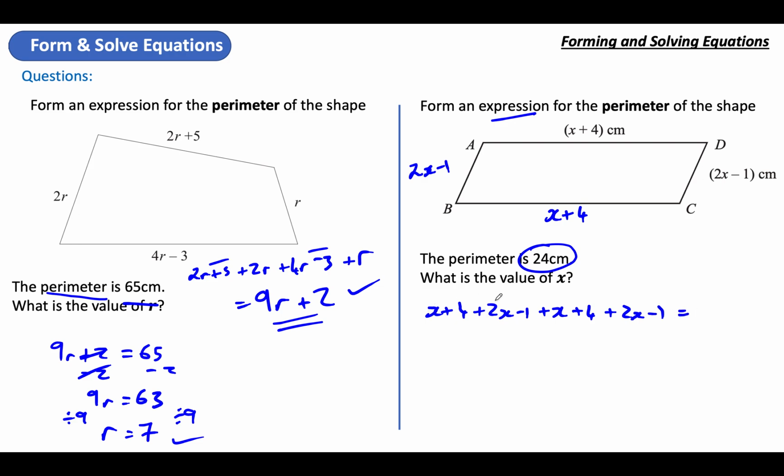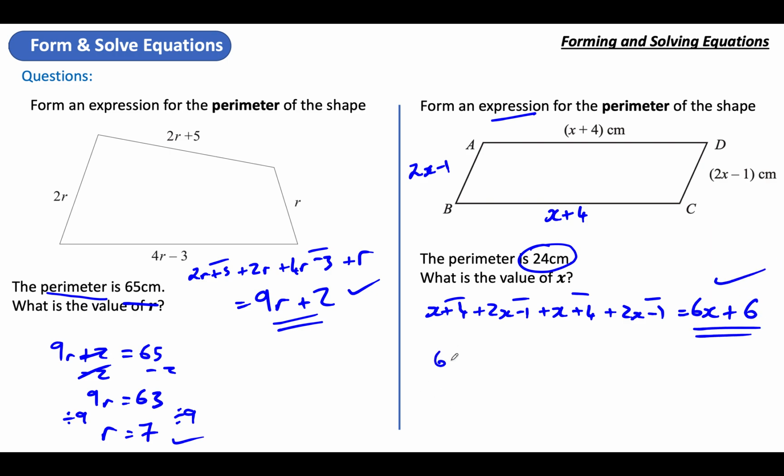equals x plus 2x is 3x, plus another one is 4x, plus another 2 is 6x. And then the 4, that's ordinary positive 4, take away 1 is 3, plus another 4 is 7, take away another 1 is 6. So 6x plus 6 is what you're after there for the expression.